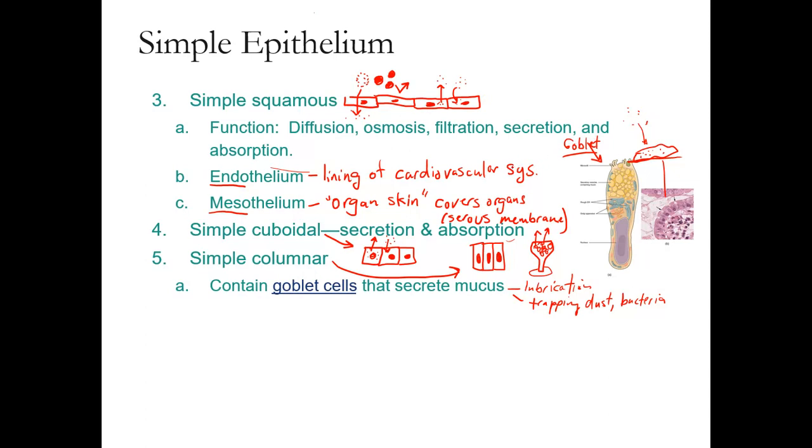Mucus is also used to lubricate. So for example, you have mucus that you produce in your esophagus so that when you swallow food, as that food goes down, it slides on this little bit of mucus, kind of like a slug or a snail.